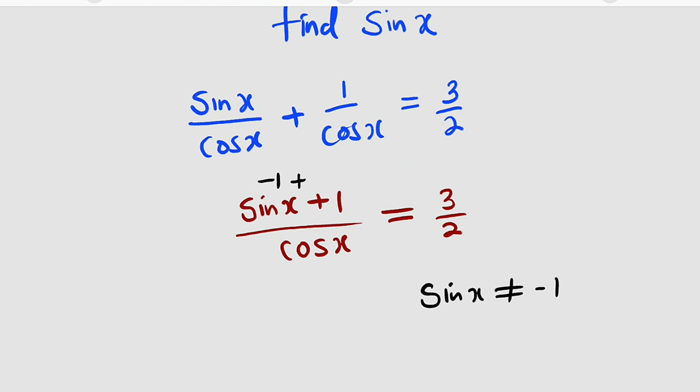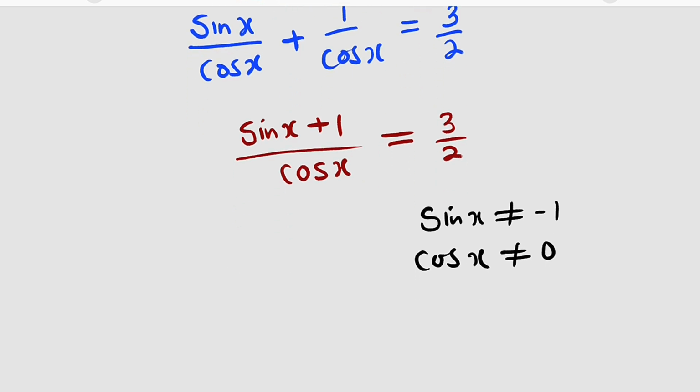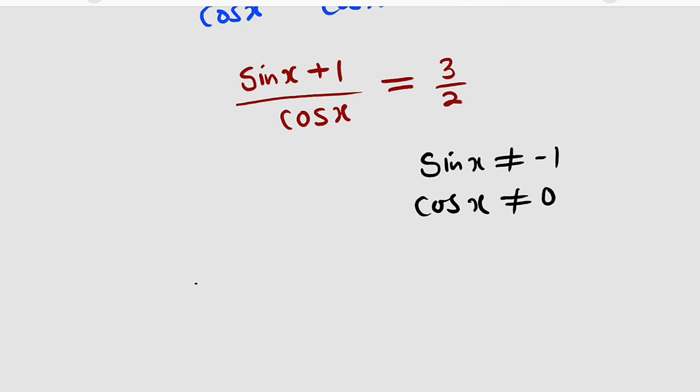And another thing, cosine x cannot be equal to 0 as well, because if it is 0, the left hand side will be undefined. So these are the restrictions. Let's continue. From here we can cross multiply. We take the whole of this and multiply by 2. So we have 2 multiplied by sine x plus 1, and this is equal to 3 multiplied by cosine x.